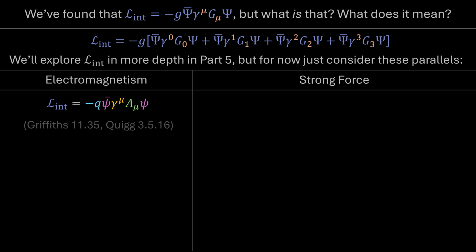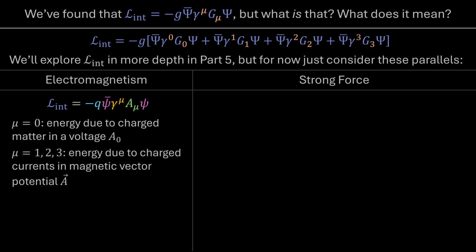Now this term is a sum over the spacetime index mu, and so it's actually 4 terms in one. The term corresponding to mu equals 0, that is the time-like part of this expression, is the energy that pertains to charged matter in the presence of a voltage, that is the scalar potential, A0. Now for the space-like indices, mu being 1, 2, and 3, this expression encodes the energy that pertains to charged currents in a magnetic vector potential, because the magnetic vector potential is the space-like part of A mu.